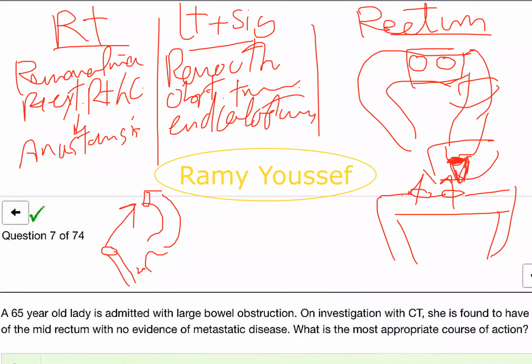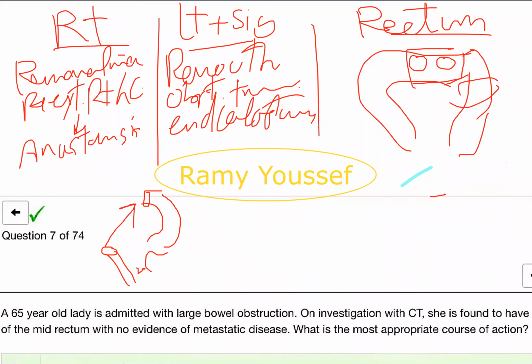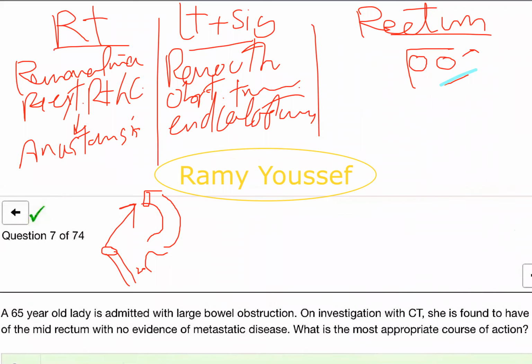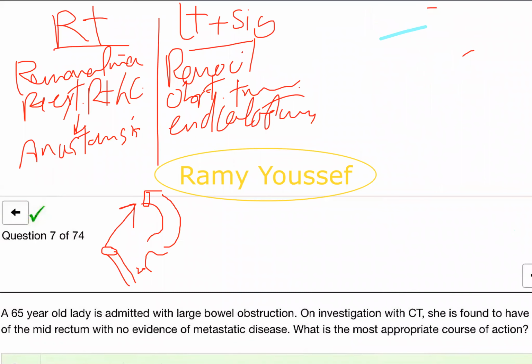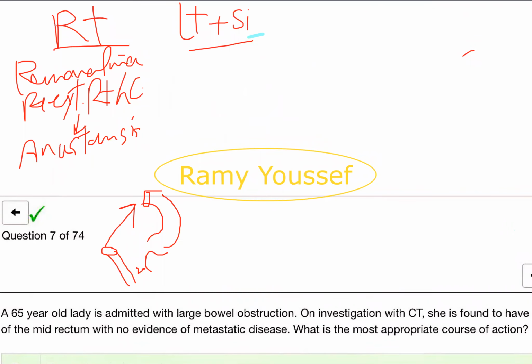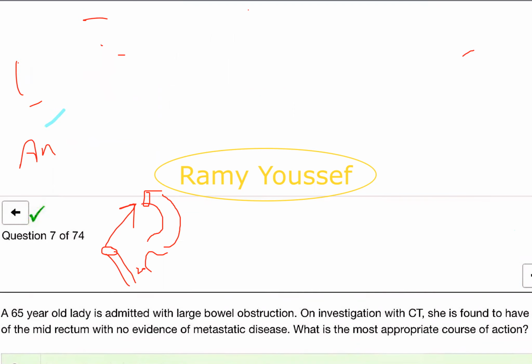So treatment is the same in right and left with sigmoid, obstructed or not. But in rectum, it depends. No, I'm talking about obstructed now. So I have a right side obstruction and a mass on the right side. I remove the mass and make a direct anastomosis.